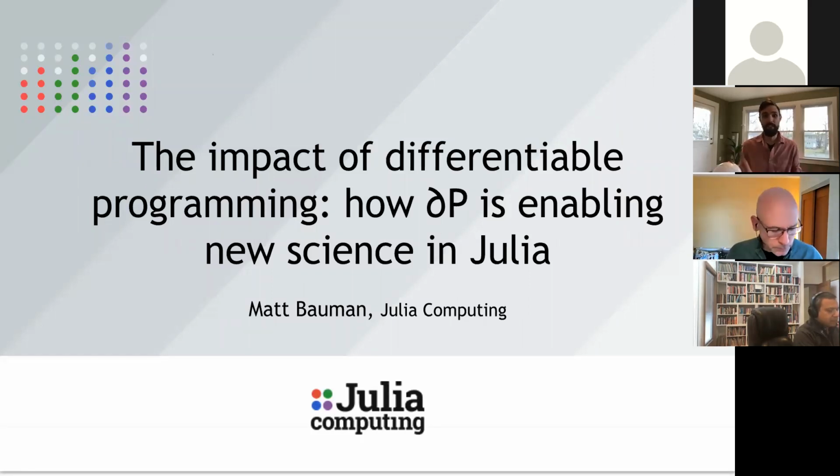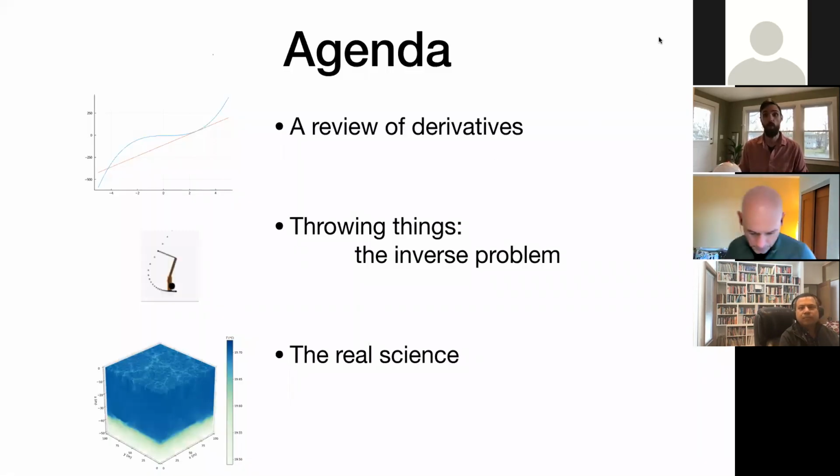I am really excited to talk about the kinds of things that we're doing in Julia, particularly as it relates to differentiable programming, which we abbreviate with that partial P symbol, and how this is enabling a whole new science in Julia, a whole new field. I want to talk specifically about how this looks, what kinds of things we're doing, and what this enables.